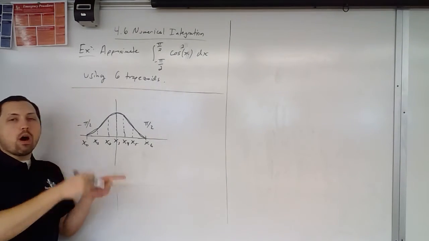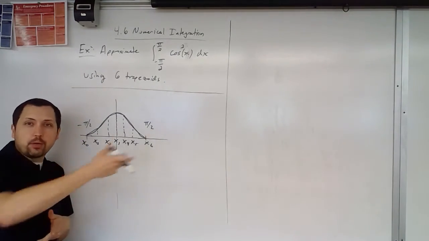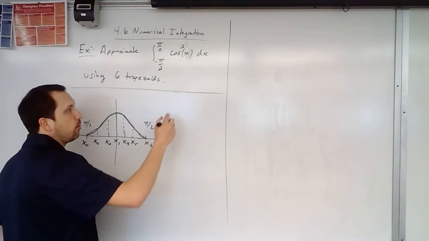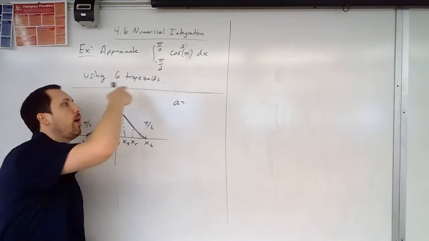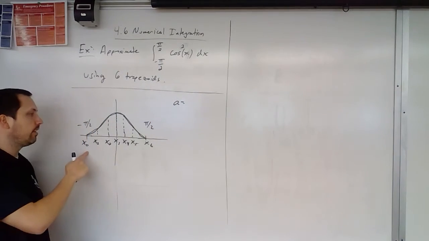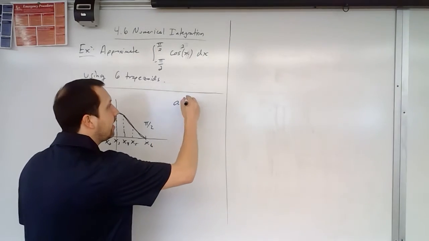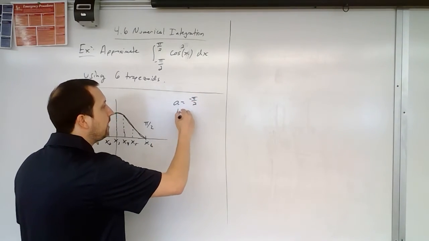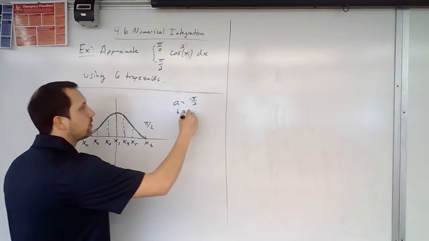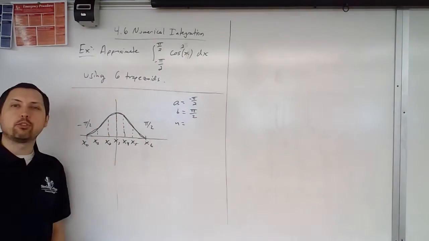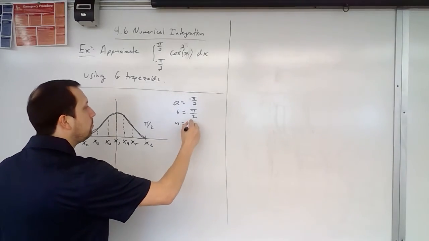Now, if we want to use that notation that we had before, we had to figure out what was A, what was B, what was N. If we look at this situation, our A is the starting point. That's our x sub 0, but we know that's negative pi over 2. So A is negative pi over 2. B, we see is going to be equal to pi over 2. And N, we said that's the number of trapezoids that we're using. So N is going to be 6.